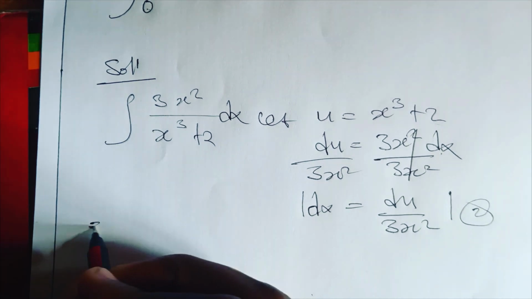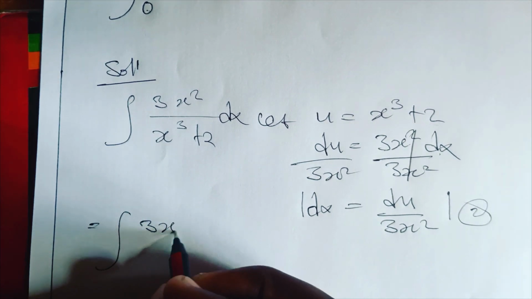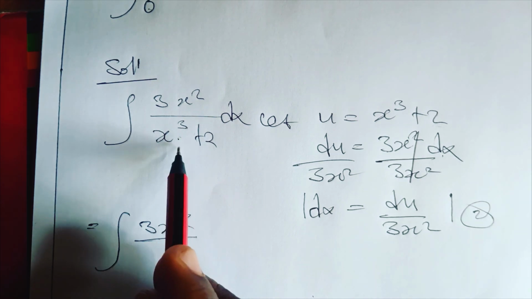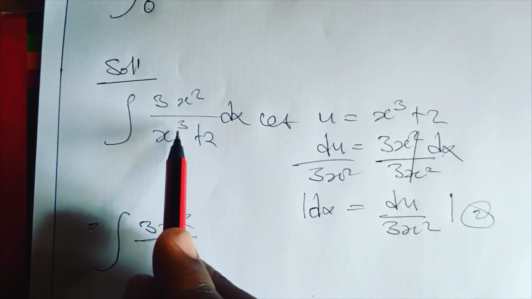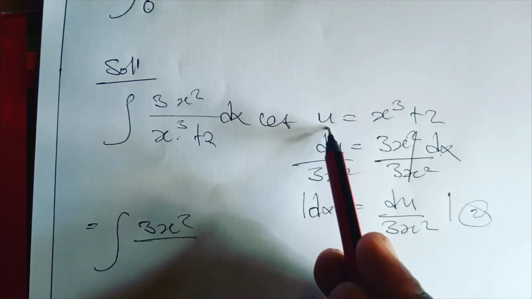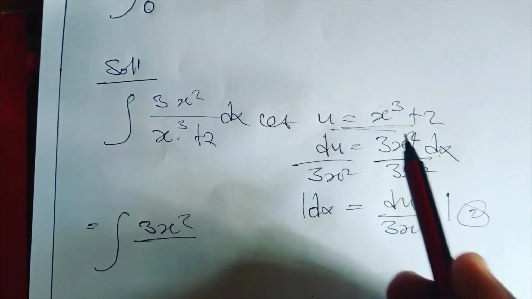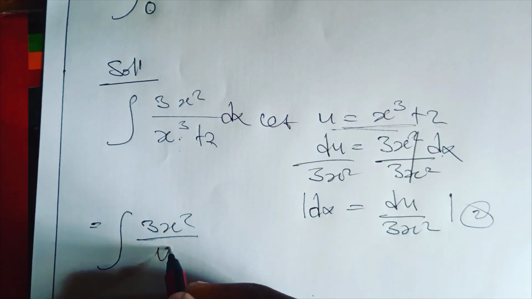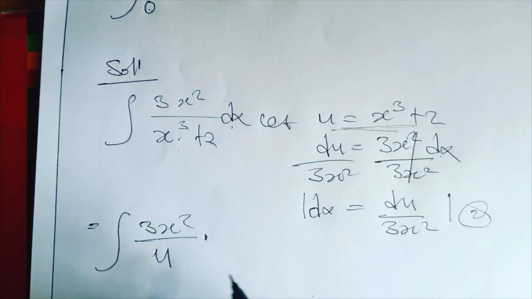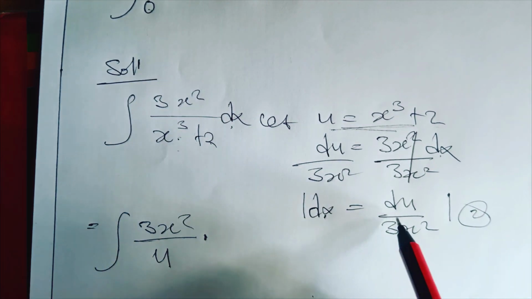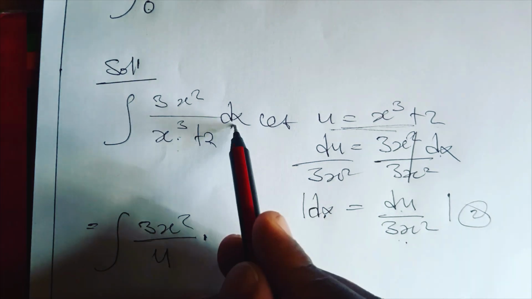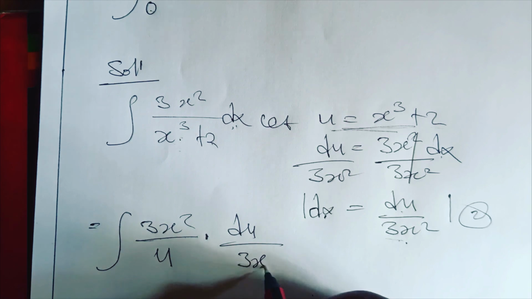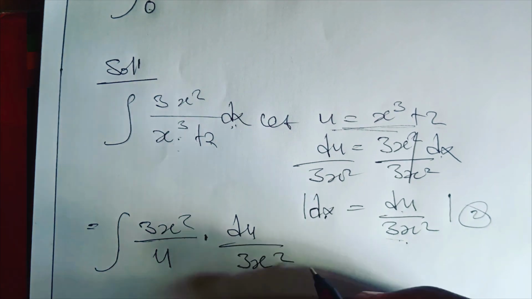So we proceed by saying the integral of 3x squared. Now remember, the denominator, which is x cubed plus 2, is what we said is equal to u. So you substitute that with u, then times dx. Now you have said dx equals du over 3x squared, so where there is dx, I substitute du over 3x squared. I hope we are following.